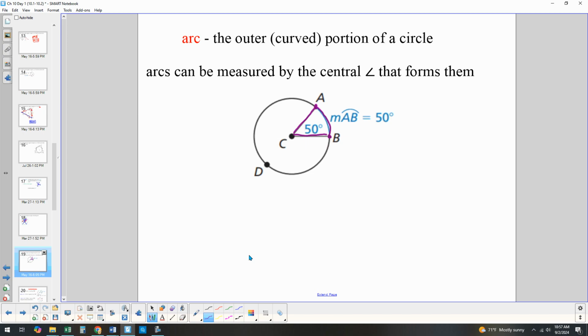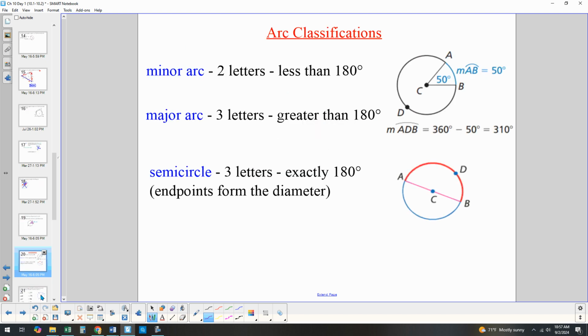We can classify our arcs just like we classify angles, right? With angles, we had acute, obtuse, and right. So for arcs, we're going to have minor, major, and semicircle. A minor arc is when it's named by just two letters, and that means it's going to be less than 180 degrees. So when they give us just two letters, they want us to go the shortest way to get from one point to the other.